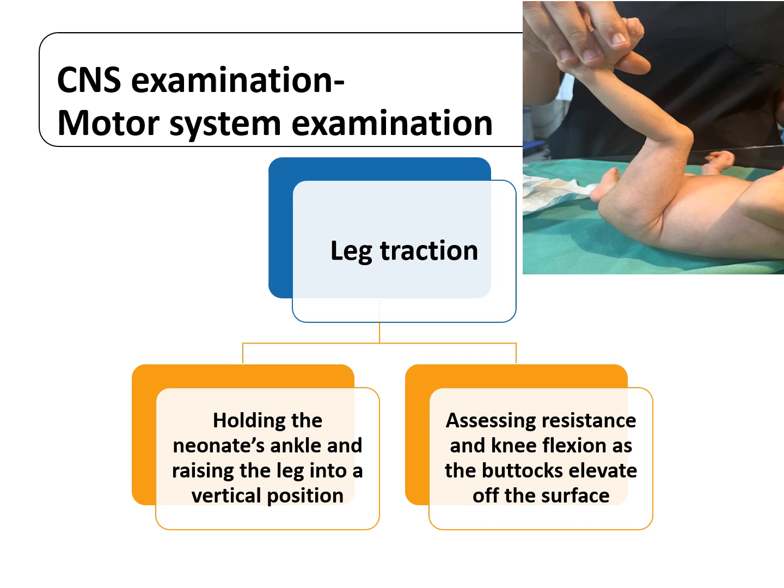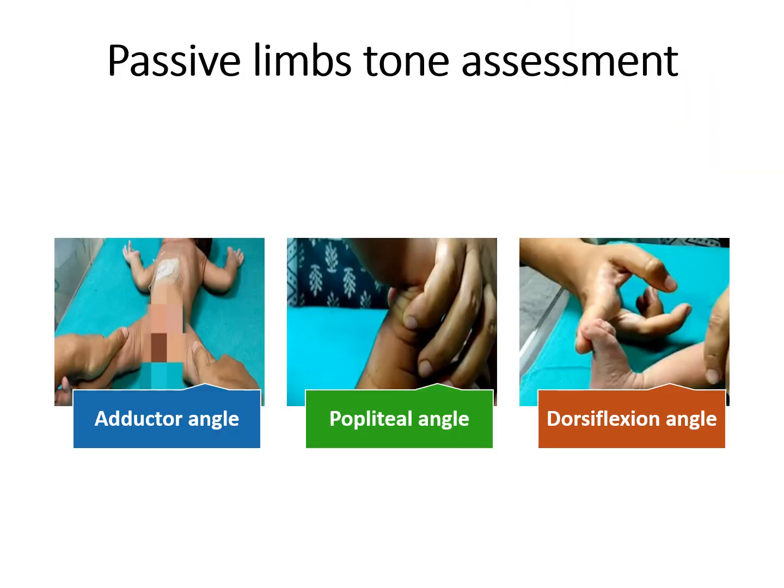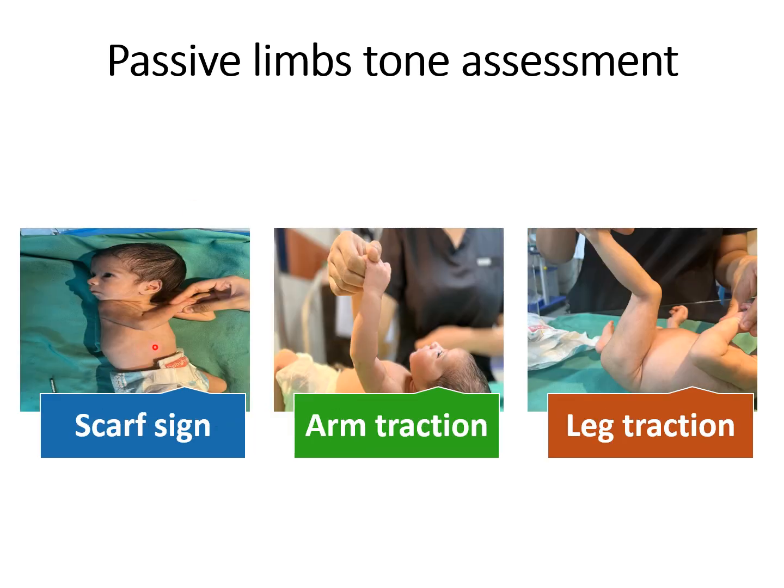of the newborn baby. This is the Emil-Thiessen method. Here in this image you can see these are the three angles we have to measure for the passive limb tone assessment: adductor angle, popliteal angle and dorsiflexion angle. Here in this image you can see we have to perform the scarf sign, arm traction and leg traction for the passive limb tone assessment.